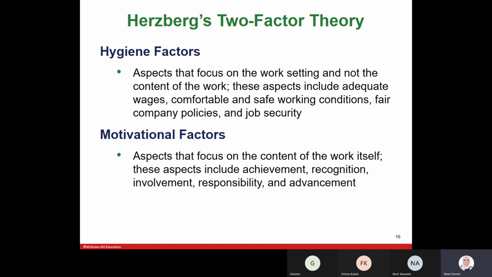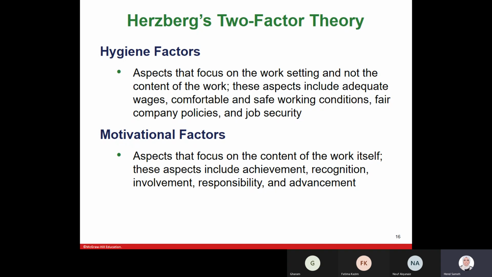The second set of factors is called motivational factors. And the motivational factors focus on what? They focus on the work content, not the work settings. What is the work content? Our work itself, like recognition, responsibilities. The work content. But the other was the settings.